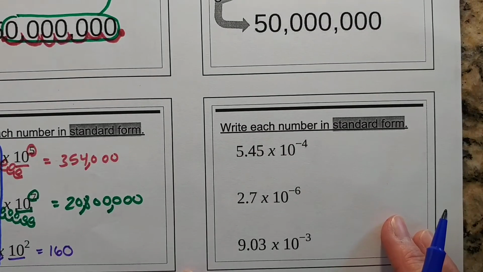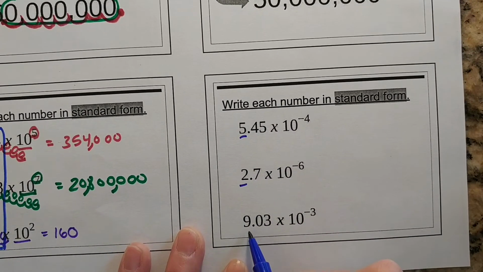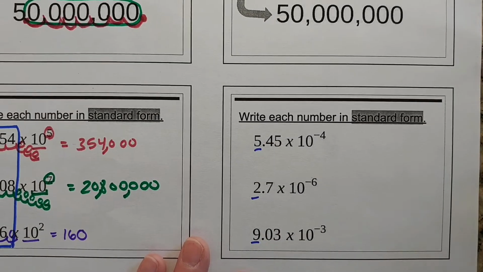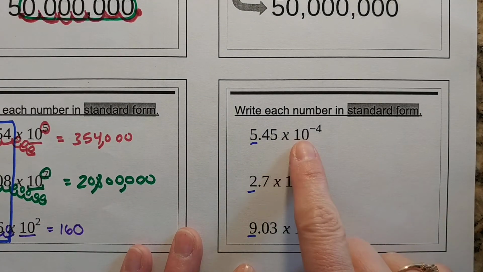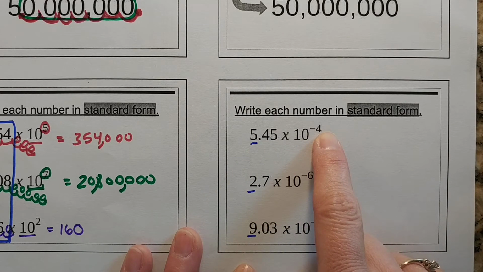Let's look at these 3. Again, do you see that? 5.45, 2.7, 9.03. Again, there's only 1 number to the left of the decimal point. That's what it needs to look like in scientific notation. Now, what's different about these? This says we're going to take this number and multiply by 10 to the negative 4th power.